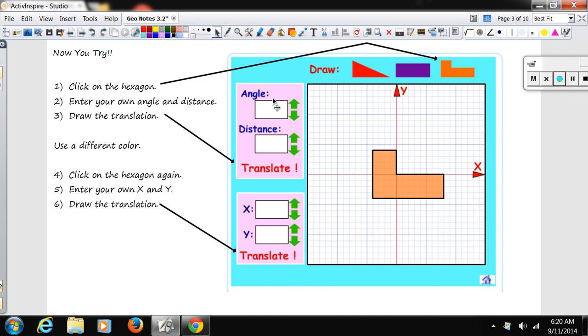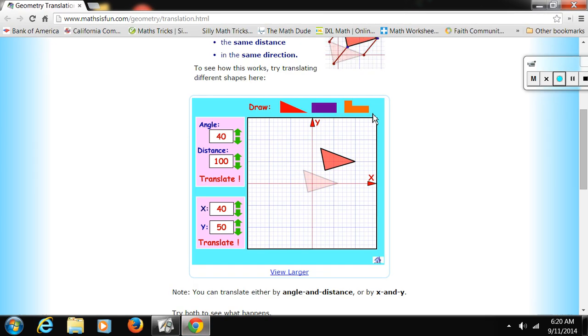I wanted you to look at this shape as well. I wanted you to put in your own angle and distance, and your own X and Y. So maybe you put that shape there and did a 90-degree angle. A 90-degree angle makes an L, so it should bring it straight up. Maybe you want to do it at 50 instead of 100. So this would translate it straight up. 90-degree angles are straight up. So each point moves up 50, and each one of these little lines is probably 10 or something.